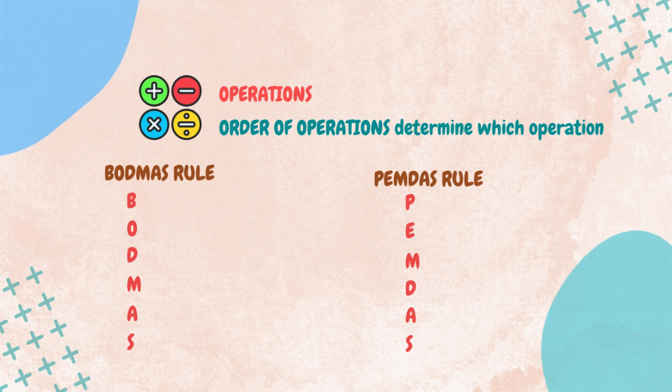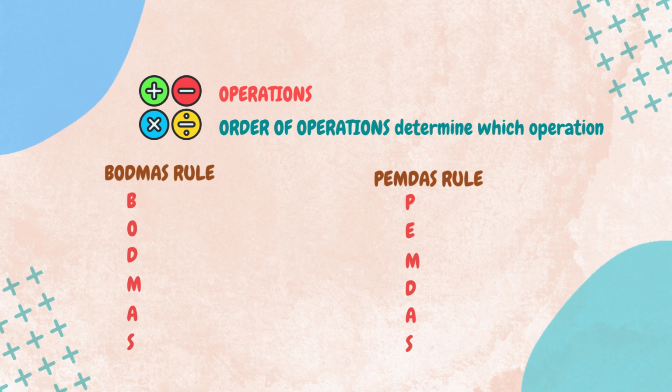Both BODMAS and PEMDAS are fundamentally the same, so whichever rule you choose, the solution should be accurate. The BODMAS is usually used in the British curriculum while the PEMDAS is used in the American curriculum, but both stand for the same set of rules and give the same result.